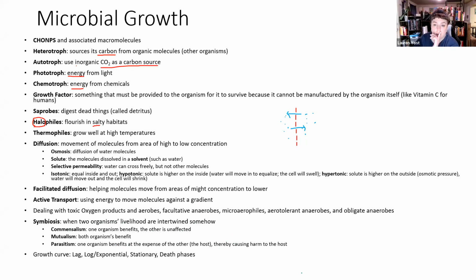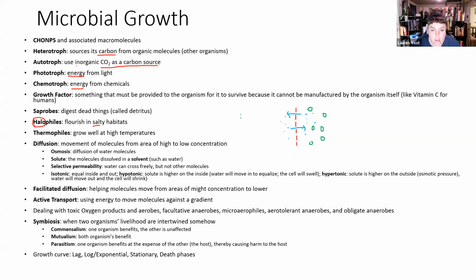So not everything can go in. Let's say these guys can't cross. Whatever this is. What do you want to call this? Sugar. Sugar can't cross, right? Water can. So that is selective permeability. Seems simple enough, right? Okay, so isotonic, hypotonic, hypertonic.